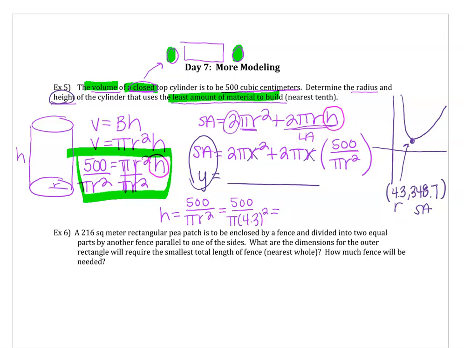Okay, so if we do plug that in our calculator, we get 8.6. I'm not going to show that computation. You guys can double check that. So again, that's our height. 4.3 was our radius. Now, it actually doesn't even ask for what the minimum surface area is, but it is 348.7 if the question did ask.